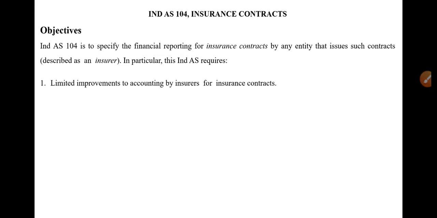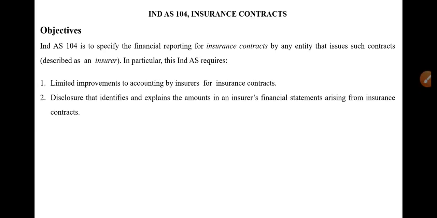While preparing financial statements, they need to make some improvements. Periodically they have to add something to the insurance contracts or accounting procedures. Each and every year they need to make some changes. That is what limited improvements means. In order to make such improvements, there is a requirement of a standard on insurance contracts, that is Ind-AS 104. That is the first and foremost objective.